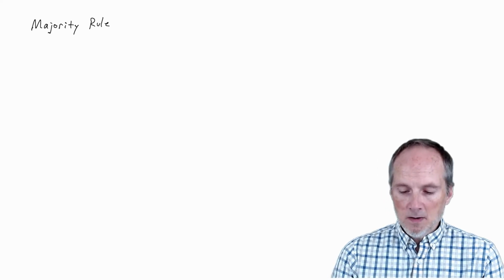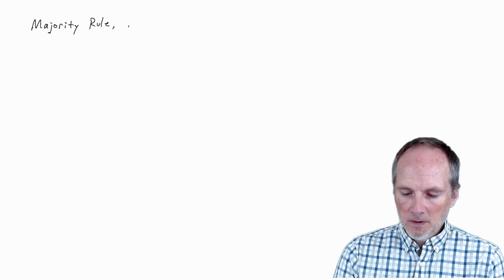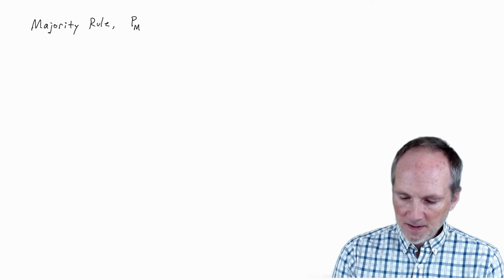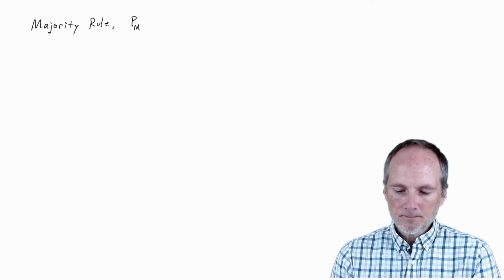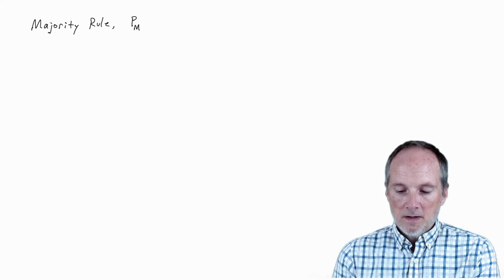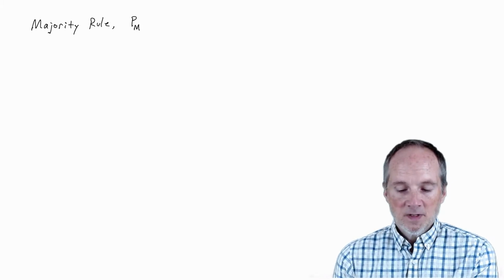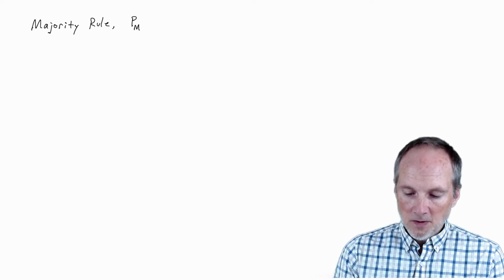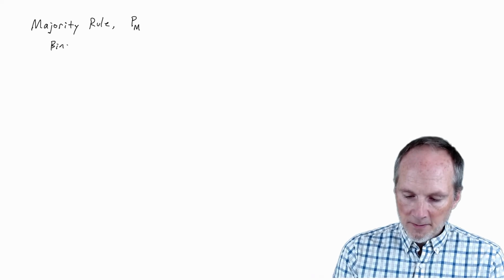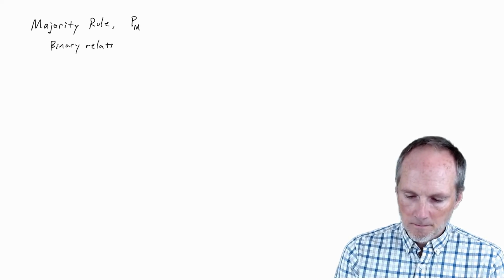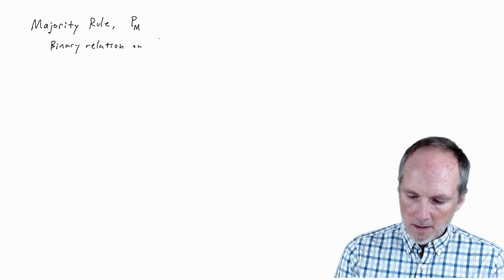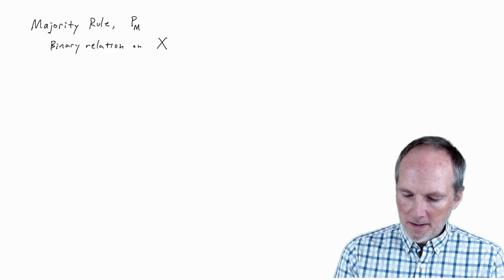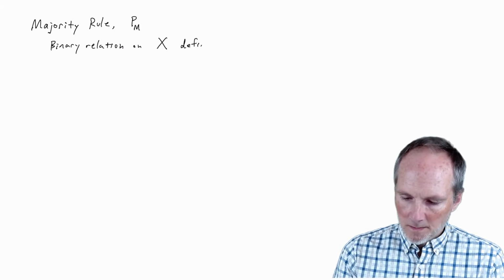So we're going to think about majority rule as a binary relation like the P. I'll stick with the P, but with the subscript M. So this P_M is going to represent the outcomes of those majority votes. It's a binary relation on the set of alternatives, and it's defined as follows.